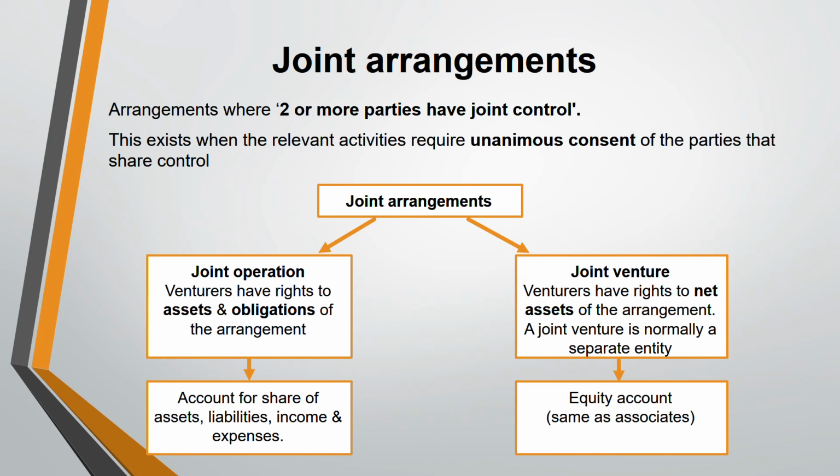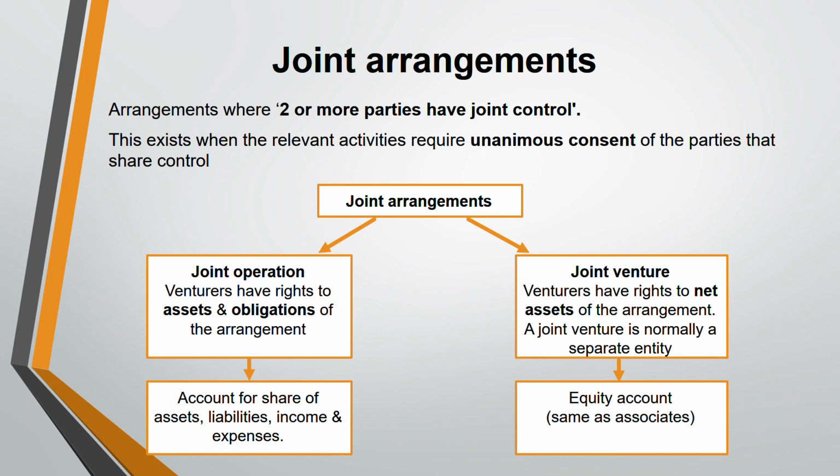So that is it for joint arrangements. Before I end this video, let me summarize what I have discussed. Before anything, first identify whether it is a joint arrangement or not. How do you identify it? By the two definitions: two or more parties having joint control, and unanimous consent. If these two are satisfied, it is a joint arrangement. A joint arrangement falls into two: joint operation and joint venture. Then you see which definition is more suitable. If it is a joint operation, take your share. If it is a joint venture, IAS 28 equity method.